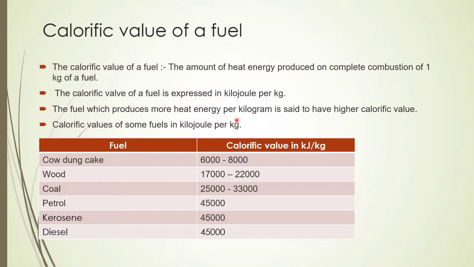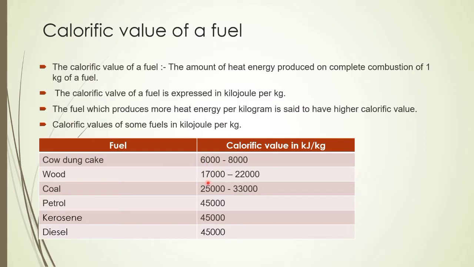If you are carrying firewood and natural gas, and the natural gas produces more heat than your firewood, that means natural gas has a high calorific value. Some calorific values in kilojoule per kg are given here. Cow dung will produce only 6,000 to 8,000 kilojoule per kg. In 1 kg they will only produce 6,000 to 8,000 kilojoule.